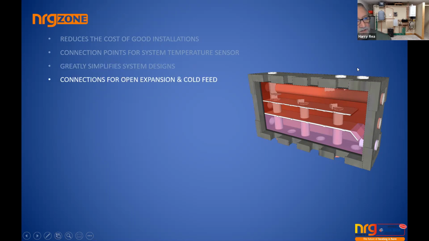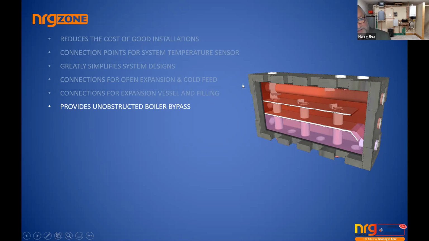So you have a connection for the expansion or cold feed or whatever you want. You can have your expansion connected here, here, here. Connections for the expansion and filling vessels. Sorry, this would be a cold feed. You could take a cold feed in here as well, which is a very good point because it's direct access to the return of the boiler.